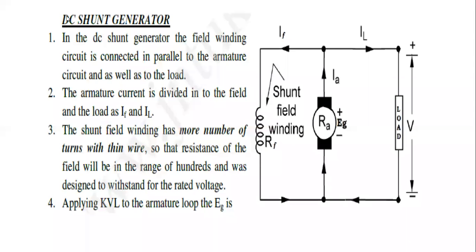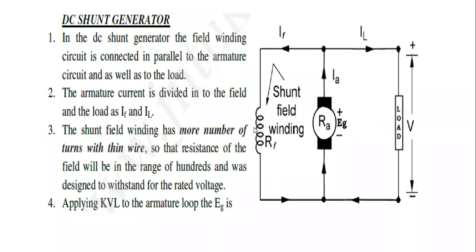First one is the shunt generator. What is meant by shunt? Shunt means parallel. What is in parallel? The field winding and the armature. This is the symbol of the armature and this is the symbol of the field winding.